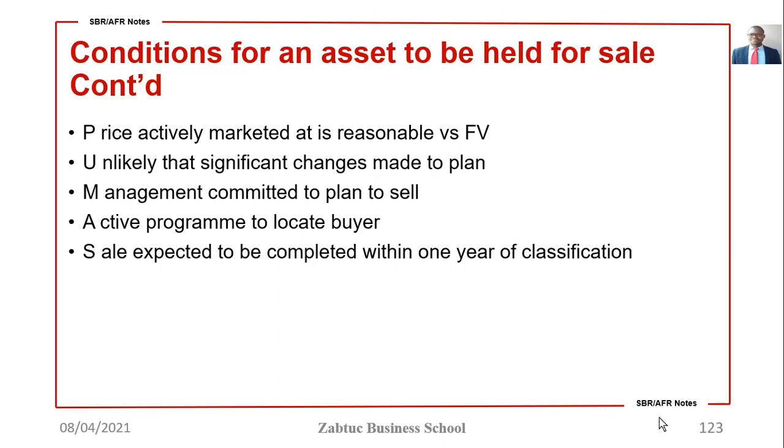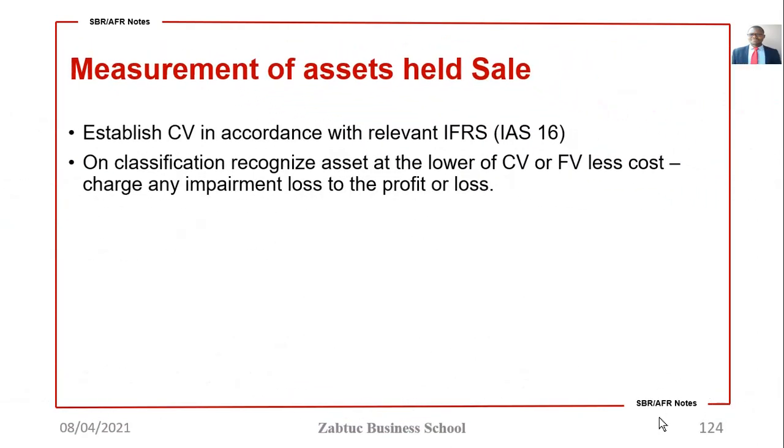Then there must be this last condition: the sale should be expected to be completed within 1 year of classification. So for us to say this asset is held for sale, all these conditions must be satisfied. Assets held for sale must be measured carefully, and of course the measurement is inspired by the prudence concept.